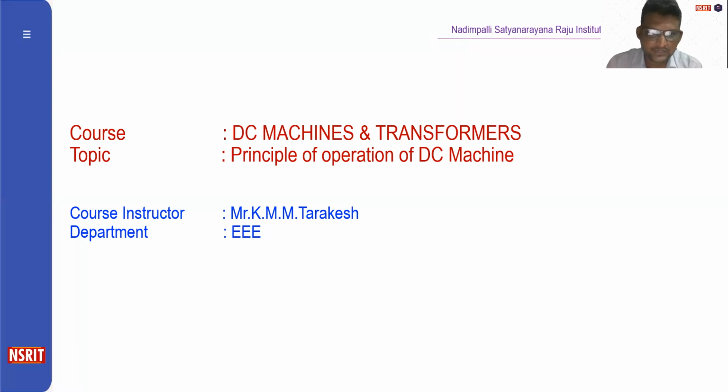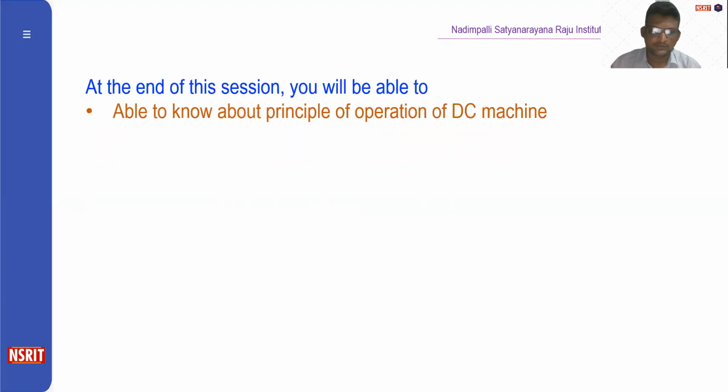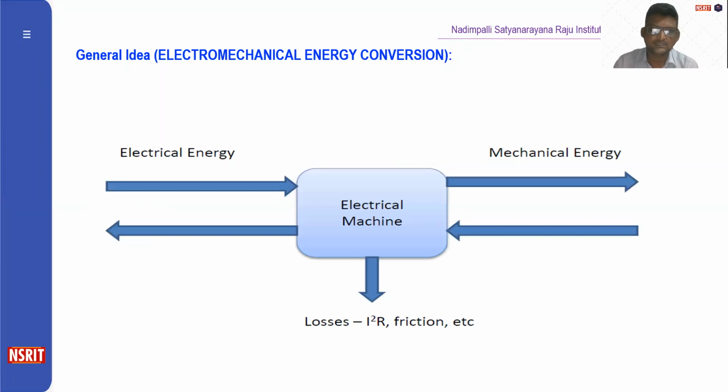Today we are discussing about the principle of operation of DC machine. At the end of the session, we are able to learn about principle and operation of DC machine. This is the general idea of this topic of the subject, electromechanical energy conversion.